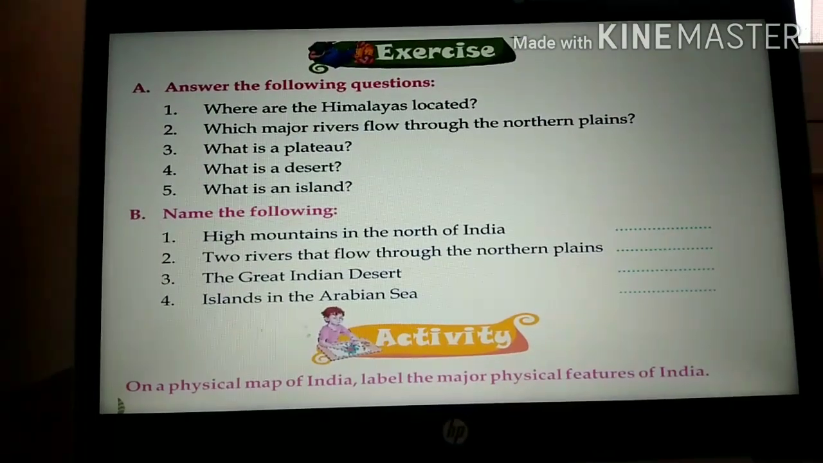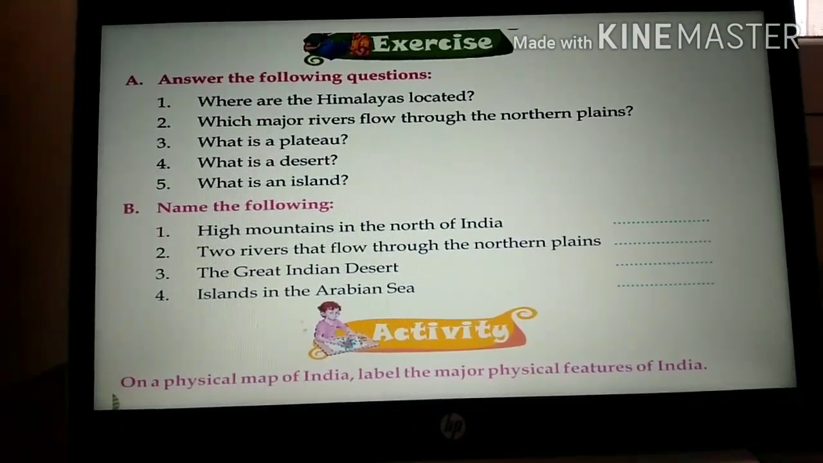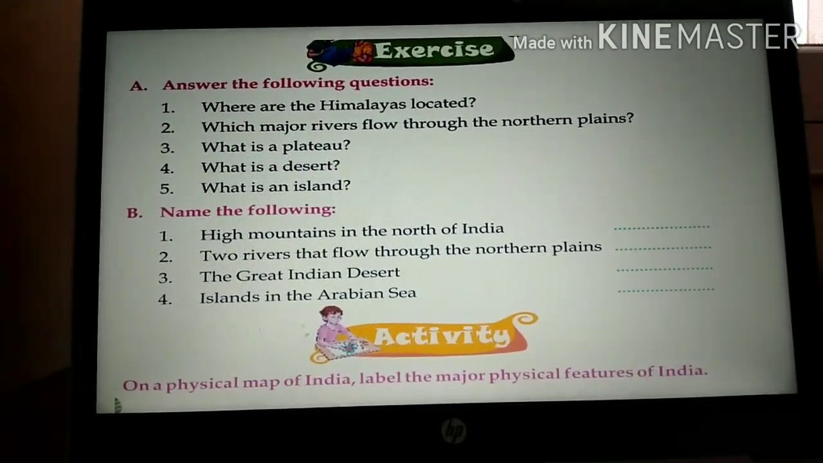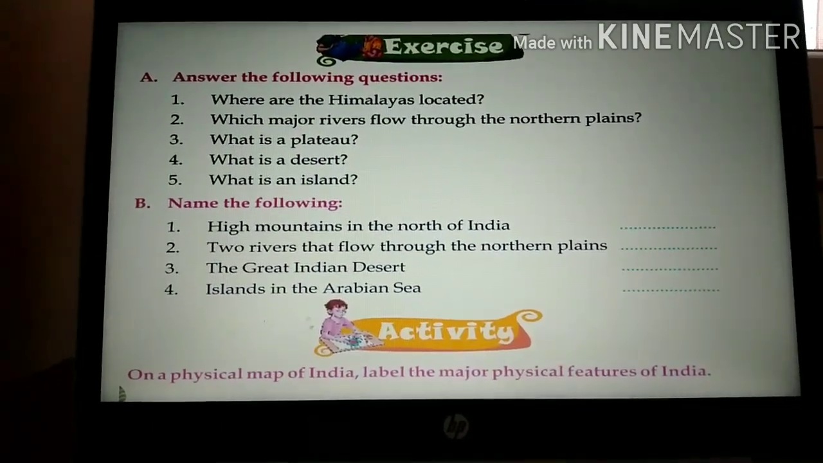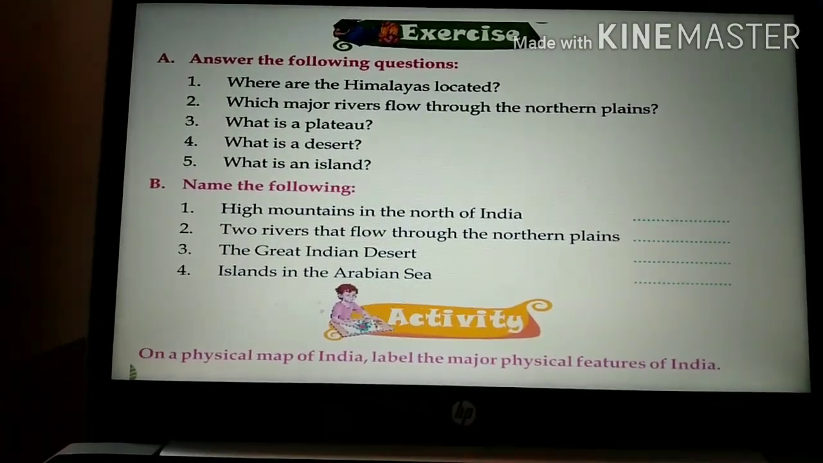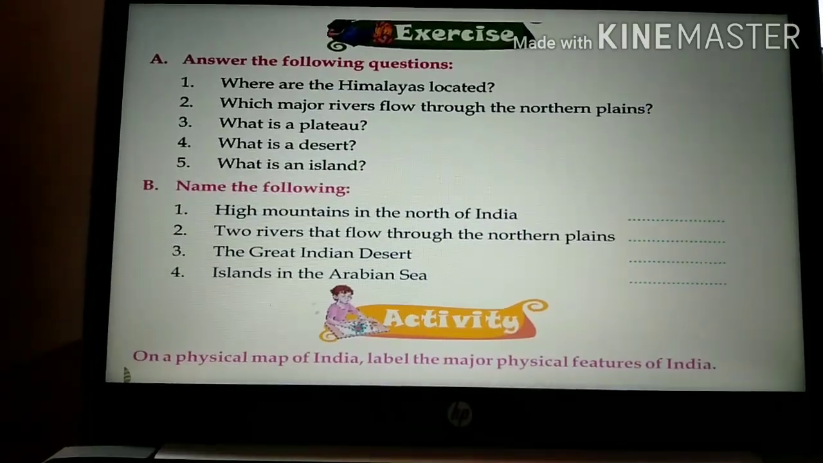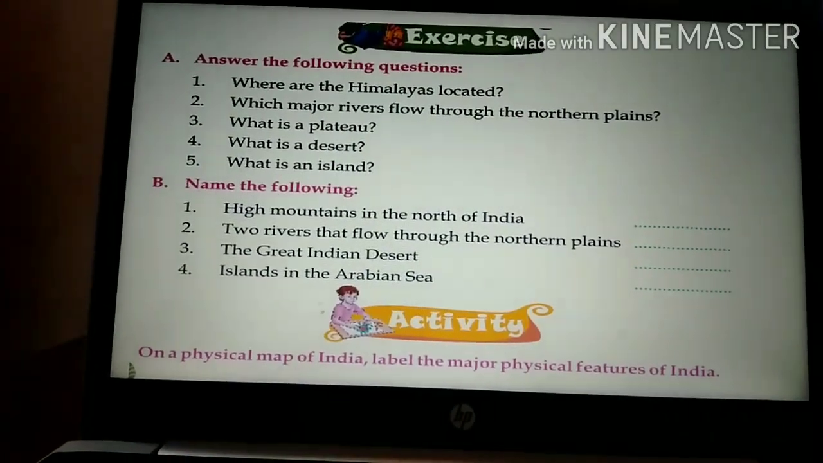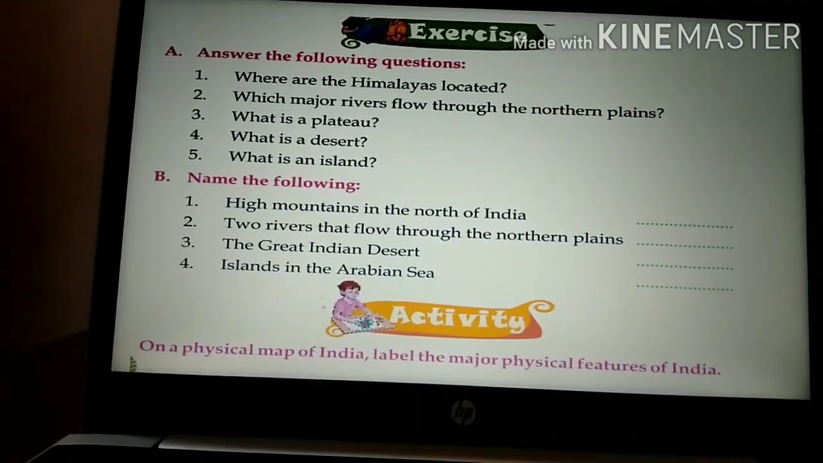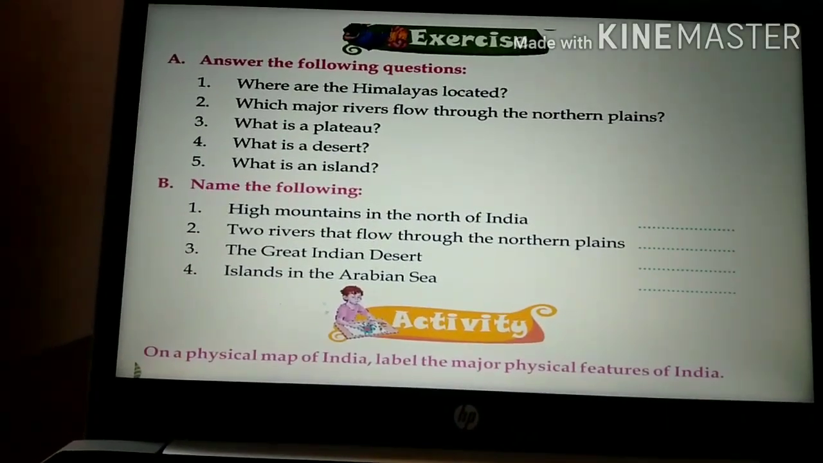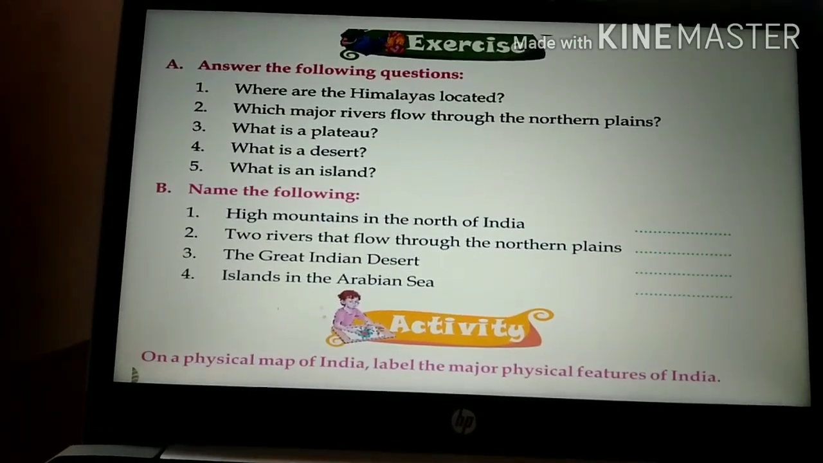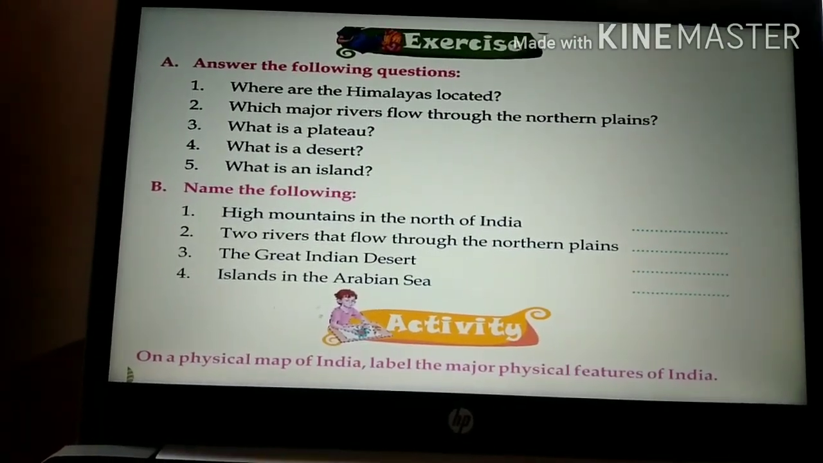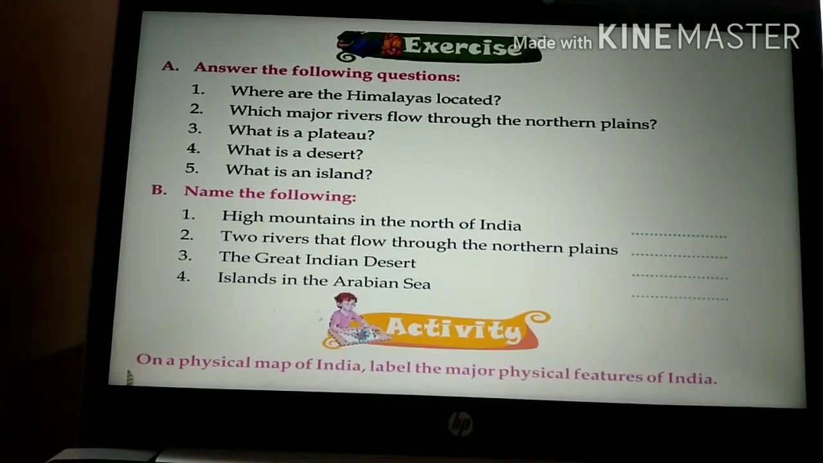Question number 1. Where are the Himalayas located? The Himalayas are located in Nepal. Question number 2. Which major rivers flow through the northern plains? The major rivers which flow through the northern plains are the Ganga, the Yamuna, Indus, Satluj, etc. Now, what is a plateau? A plateau is a highland which has a flat top.